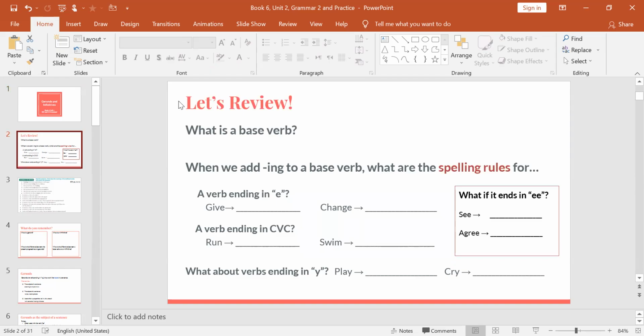Before we get into the topic at hand, there is a question. What is a base verb? Take a couple of seconds to think about what a base verb is. Okay, so a base verb is basically the basic unit of one verb.